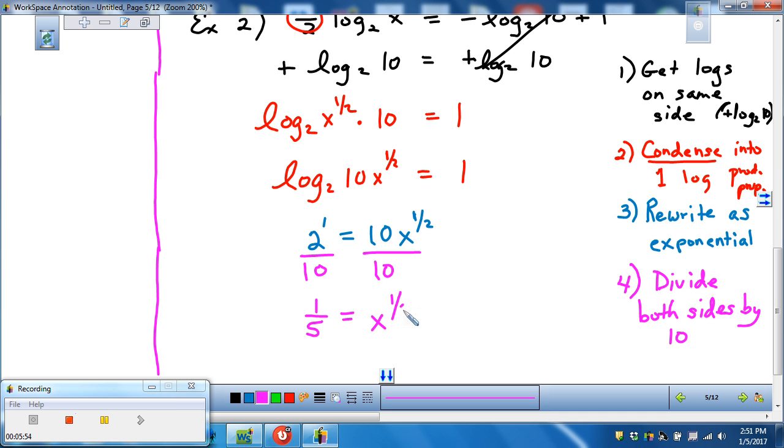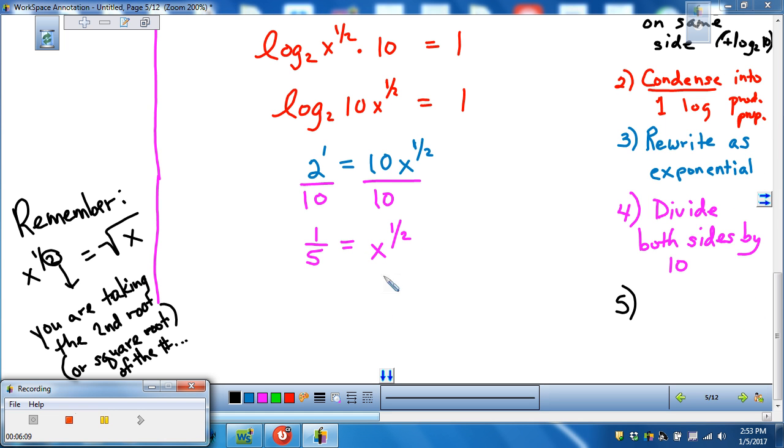Now we need to think about what that x to the 1/2 means. Remember that x to the 1/2 means that you're taking the square root, or the second root, of whatever this number is. So let's think about how we undo a square root. To undo a square root, we need to square both sides. That's how we're going to get rid of that square root right there.